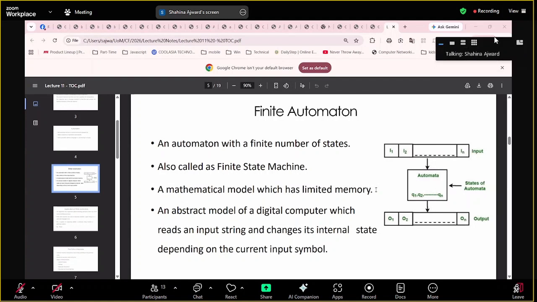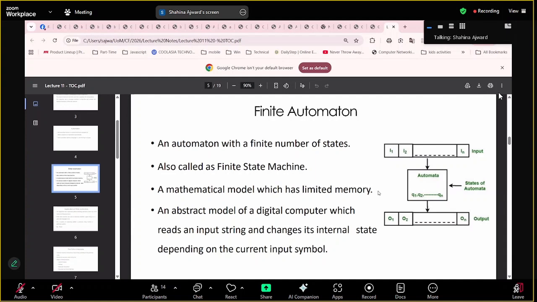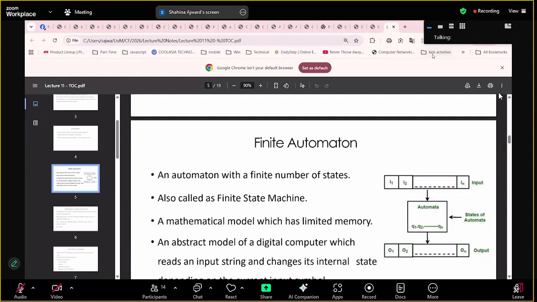So today we will continue the theory of computation second part. So before that, I will give a small recap on the previous session.